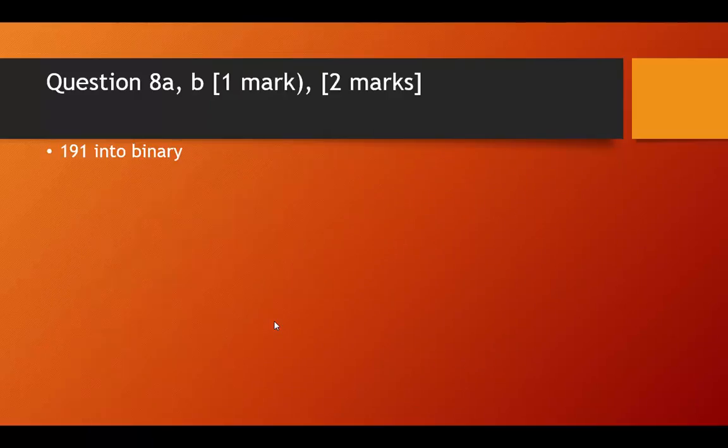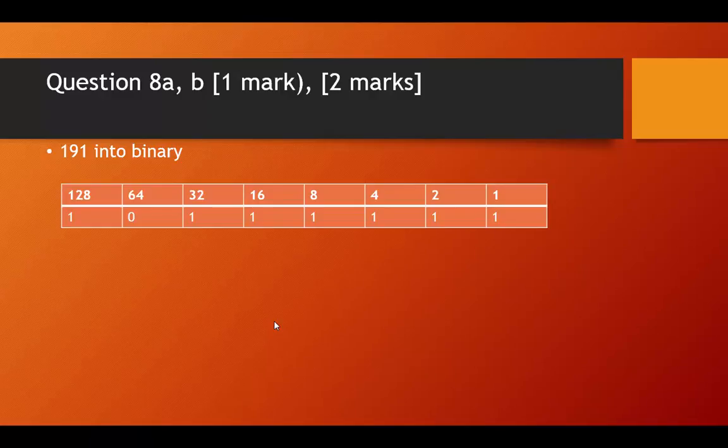Question 8a and b, 191 into binary. So what we do is we create our table first, starting from 1 and going all the way to 128. Then we try to use these numbers. We can only use these numbers once. We try to use these coins, if you want to think of it that way, or these numbers, to try to make 191. So we need a 128. If we use a 64, it will be 192, so it's too big. We use 32, so that will make it 160, 176, 184, 188, 190, 191. Yep, so that is 191.